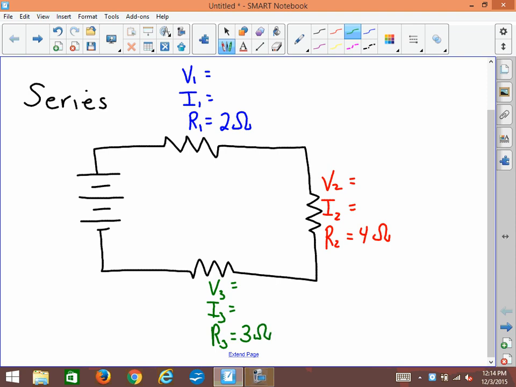And we can also describe the total voltage. I'll write these on the side, supplied by this voltage source, and then that will produce a current total for the circuit, and it will produce, or we can calculate, a total resistance for the circuit. I'm going to tell you that this circuit has a voltage of 70 volts.